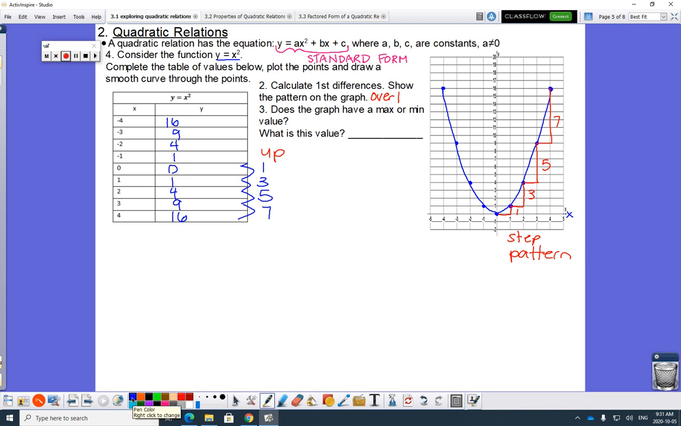So we did a pattern in linear as well, right? We did rise and run, but we called that pattern slope. So we call this one the step pattern. It kind of looks like steps.